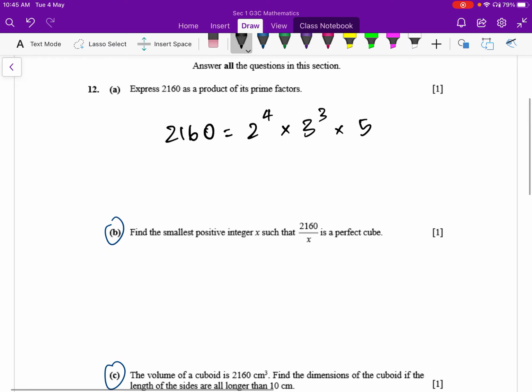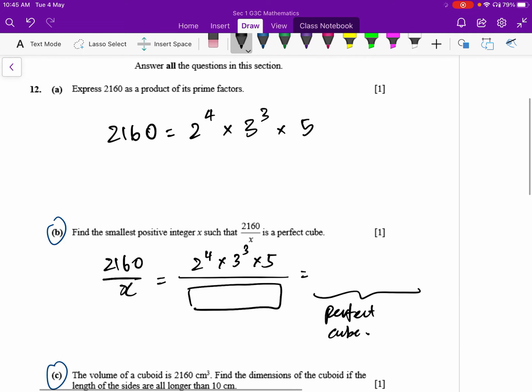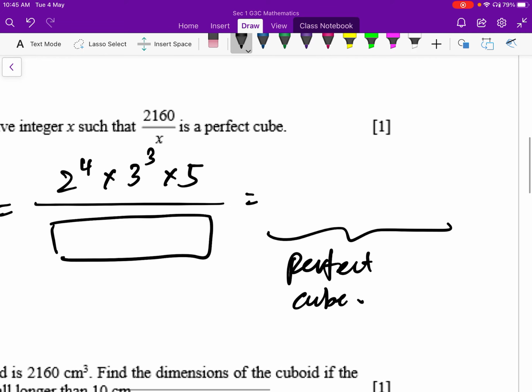I want 2160 over x to be a perfect cube. So 2 power 4, 3 power 3, and 5 over something gives me a perfect cube. For a perfect cube, we need the powers of the prime factors to be multiples of 3. If you look at 2 power 4, obviously the power 4 is not a multiple of 3. We need to bring it down. Why down? Because we are dividing. We need this to become 2 power 3. What about 3 power 3? Oh, it is a perfect cube already. 3 power 3, no problem.